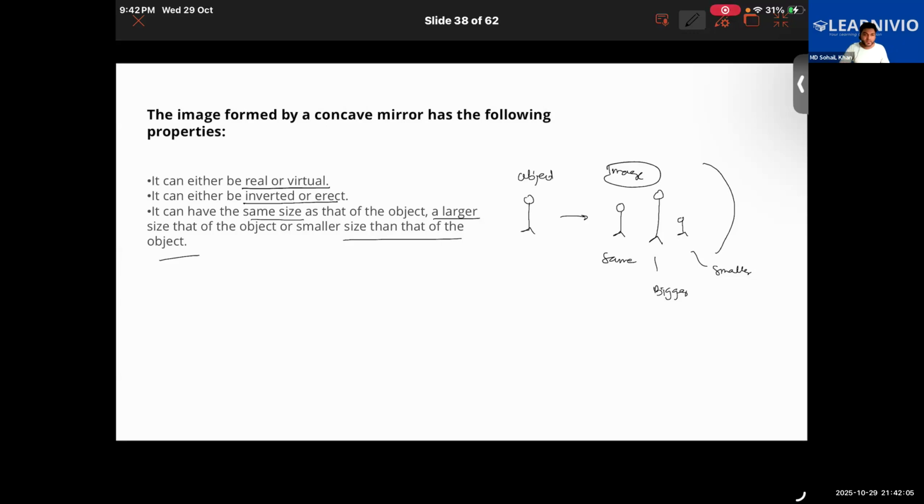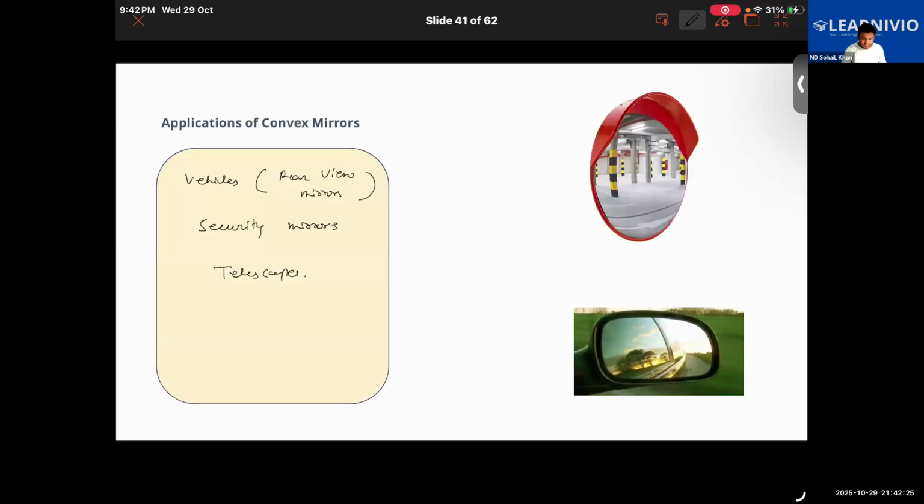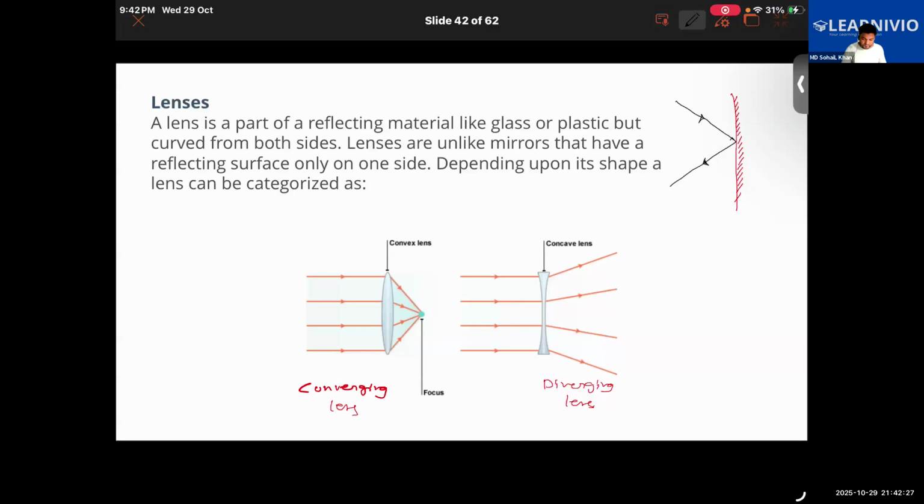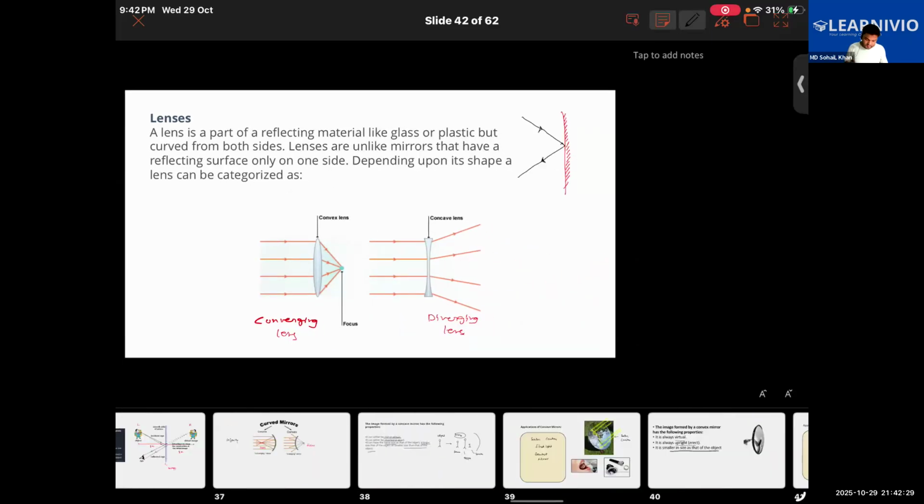Good. Then the image formed by the concave mirror can either be inverted, upside down like that, or could be erect, upright like that. Then it can form an image of the same size, bigger or smaller in size. So these were the properties of that, depending on where the object is kept, closer or farther.